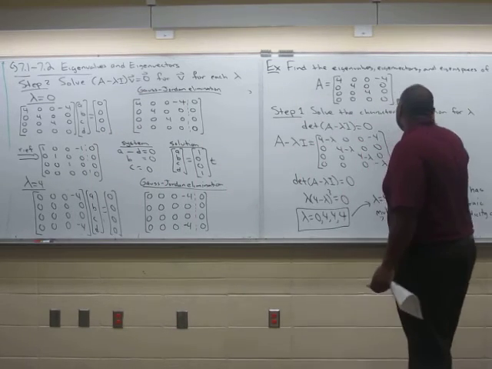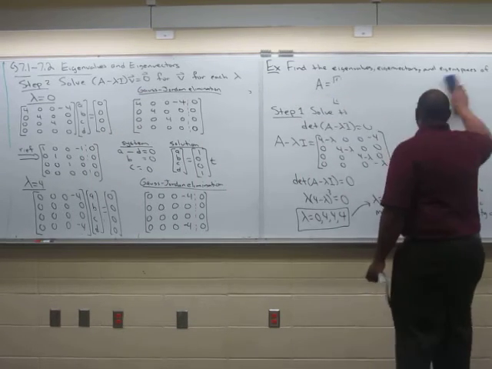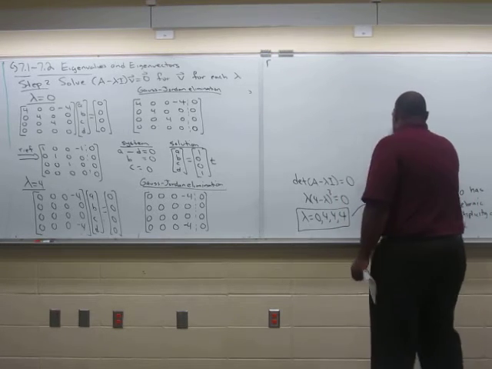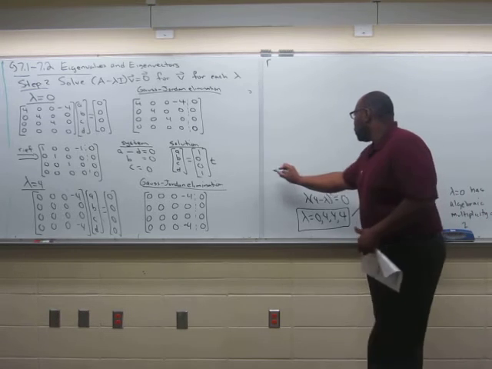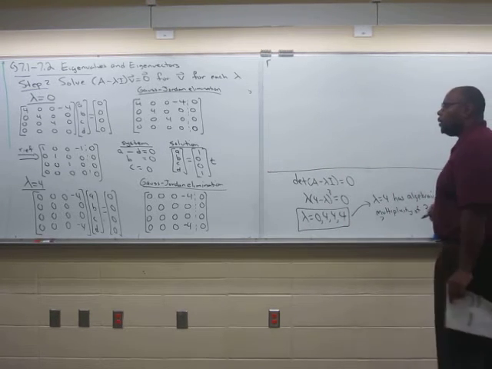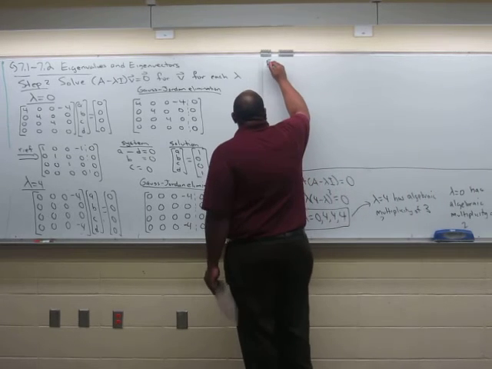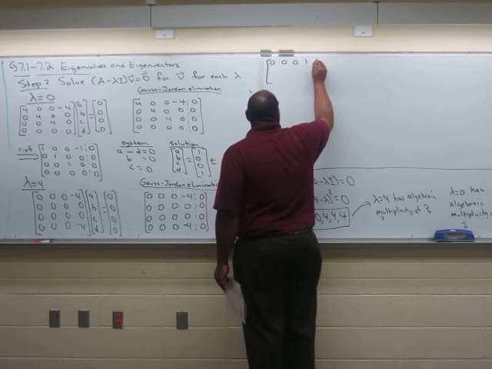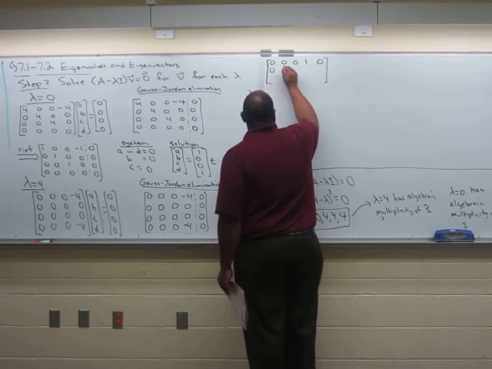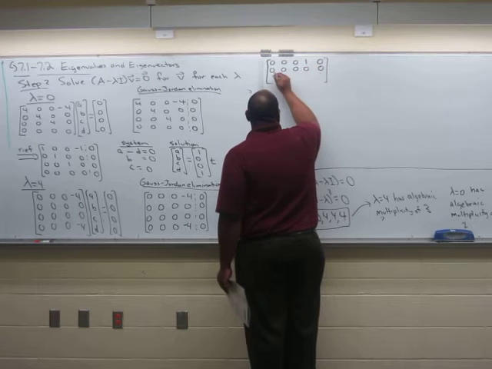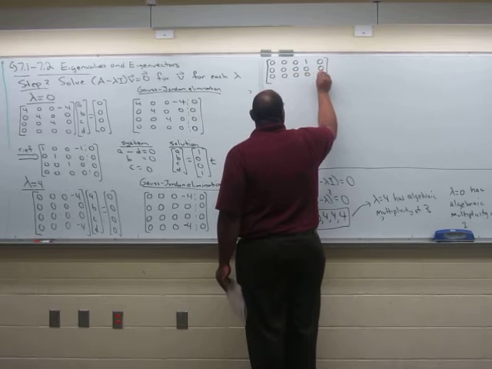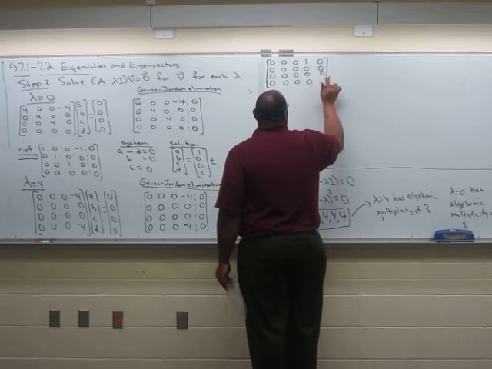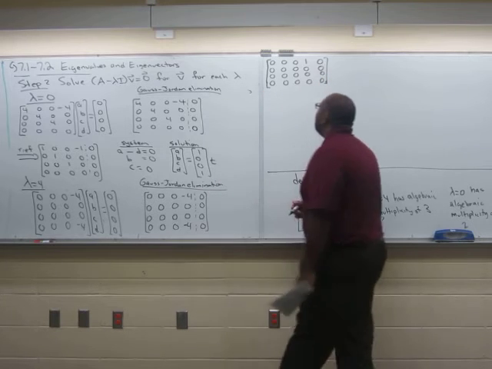I'm going to erase this now. I'm not going to erase this, so I'll keep this here. Okay. The reduced row echelon form is 0, 0, 0, 1, 0. 0, 0, 0, 0, 0, 0, 0, 0, 0, 0, 0, 0, 0, 0, 0, 0. Oh, look at that.